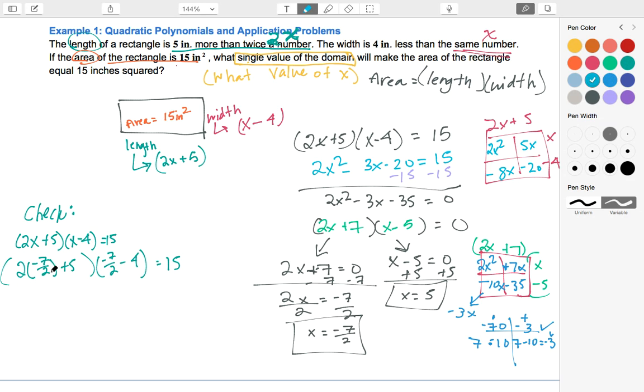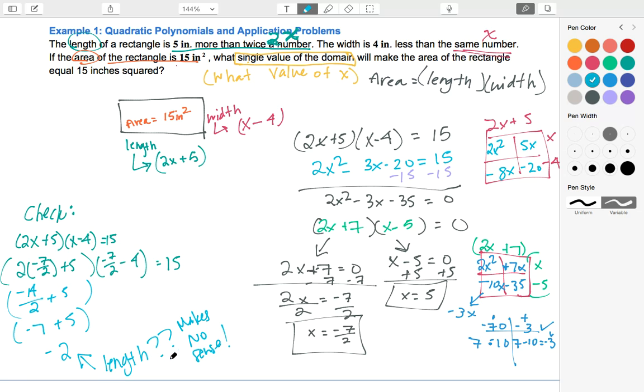All right, so let's go ahead and do that. 2 times negative 7 is negative 14 over 2 plus 5, and then negative 14 over 2 is negative 7 plus 5, which is negative 2. But this doesn't make sense, right? Because this is supposed to be my length. Can I have a negative length? No, that makes no sense. So this wouldn't work. I can't have a negative value for my length, so I can actually stop myself right here and say that doesn't make any sense.